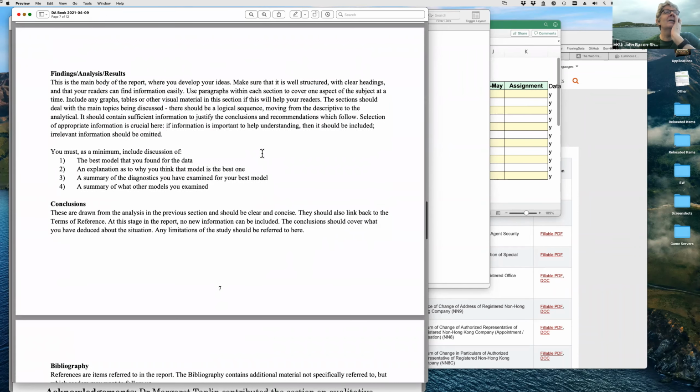Now, for the findings and analysis, I've said there are at least 4 things which must be in there. You have to explain what was the best model that you found, and not just say this is the best model, but why you think it is the best model. That means you need to compare it with other models. Presumably there would often be some simpler and some more complex models. So why is it better than the simpler ones, and why is it better than the more complex ones?